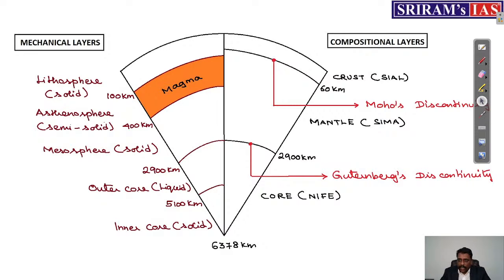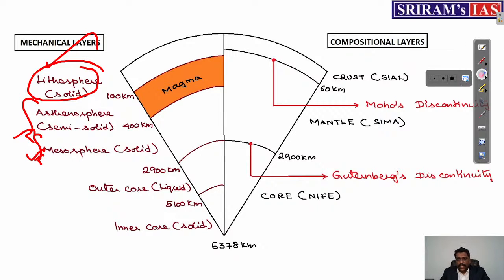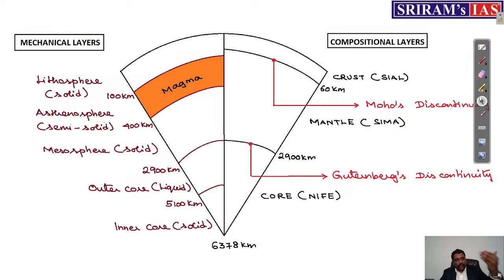In that order, the outermost solid layer we call the lithosphere. Below the lithosphere we have a partially molten layer called the asthenosphere, and the middle layer we call the mesosphere. And that part of the core, the outer layer of the core, we call the outer liquid core.